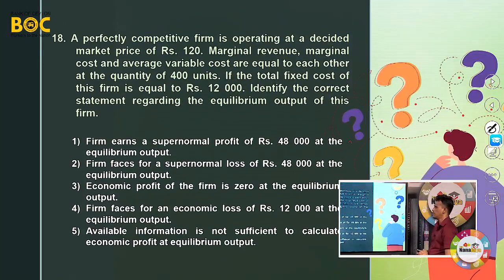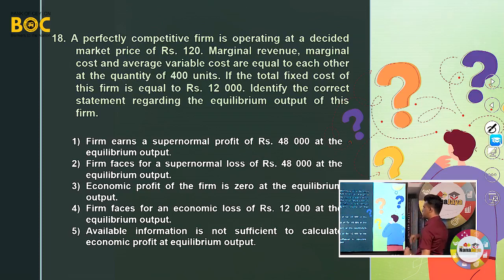Question number 18. A perfectly competitive firm is operating at a decided market price of rupees 120. Marginal revenue, marginal cost and average variable cost are equal to each other at the quantity of 400 units. If the total fixed cost of this firm is equal to 12,000 rupees, identify the correct statement regarding the equilibrium output of this firm. We will see.